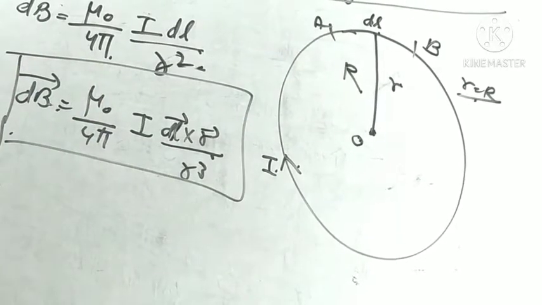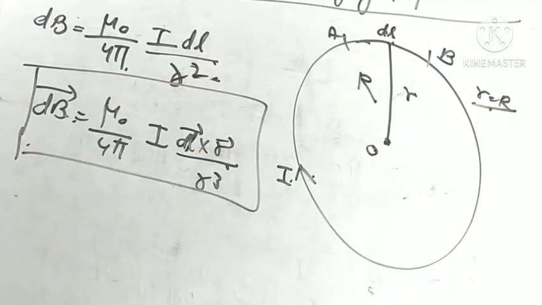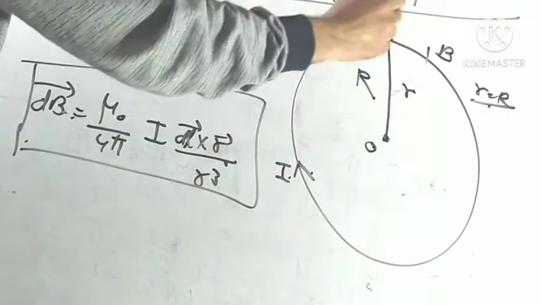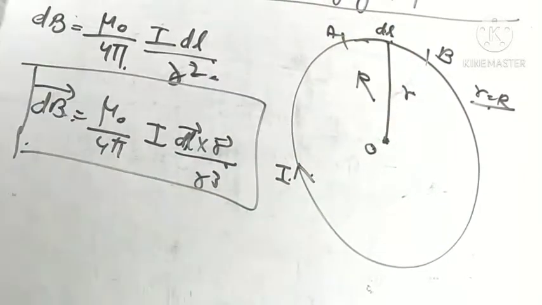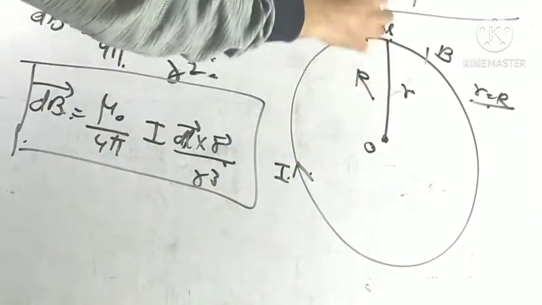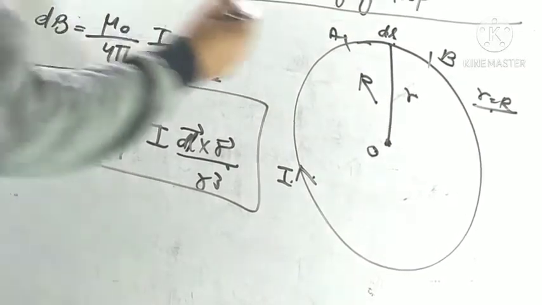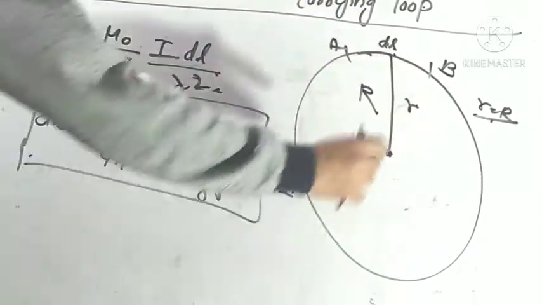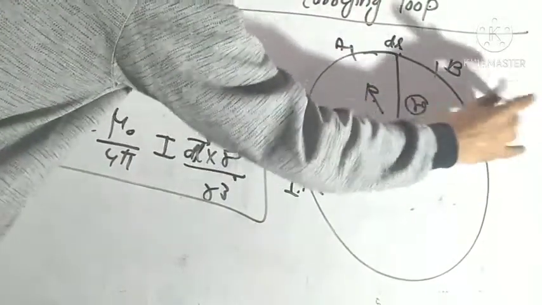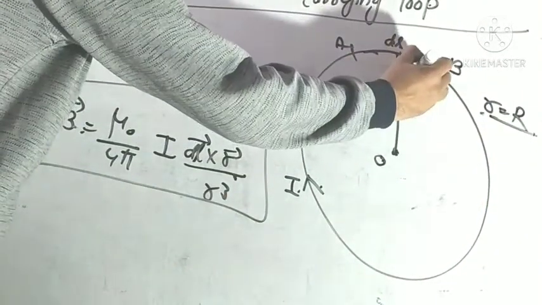I repeat again what we do here. Firstly, we take a current carrying wire in the form of a circular loop, and O is the center of the circular loop. We take a very small element AB on this circular loop having length dl, and the distance of this small element from point O is small r. The radius of this circular loop is capital R. The distance between this small element and the center is small r, but the radius of the circular loop is capital R, so small r should be equal to capital R. Also, r makes an angle of 90 degrees with this small element.